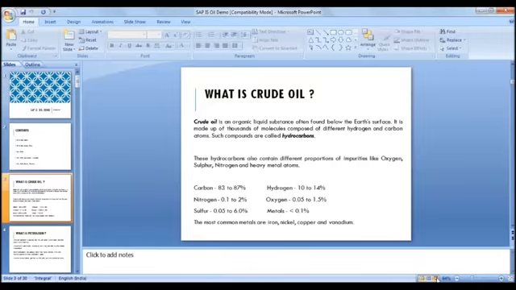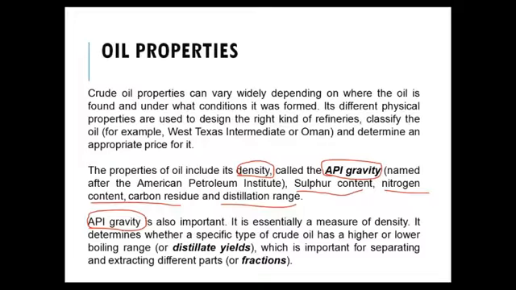Not only sulfur, even nitrogen. Both sulfur and nitrogen are hazardous. So depending on the boiling range, we will have different types of crude oils, different fractions, and all of that will form part of these properties.